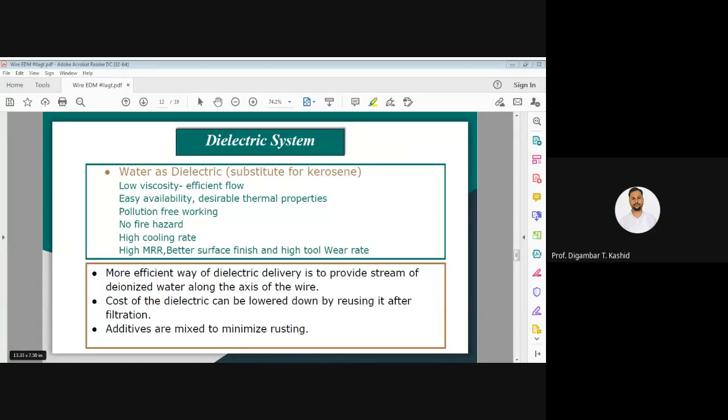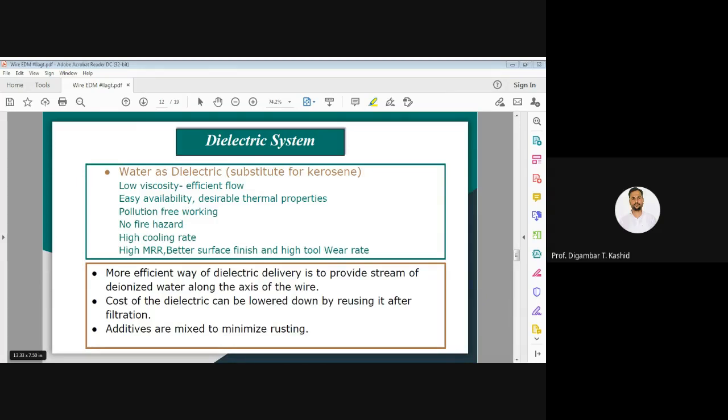Then we have the second system, that is the dielectric system. The second component of our wire EDM system is the dielectric system. Already during the EDM process, I told that deionized water is used as a dielectric. Actually, during the working principle, I told that deionized water is used as a dielectric fluid in case of this wire cut EDM process, or wire EDM process. It is actually a substitute.